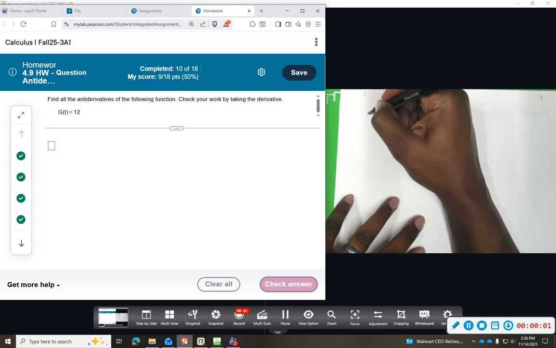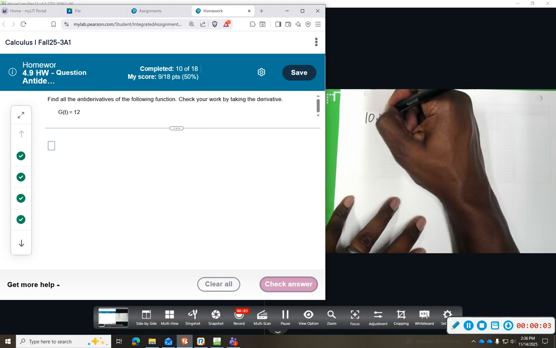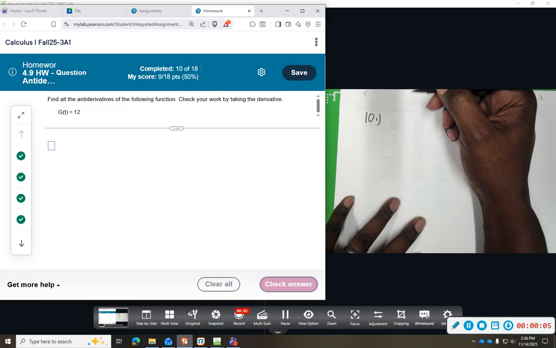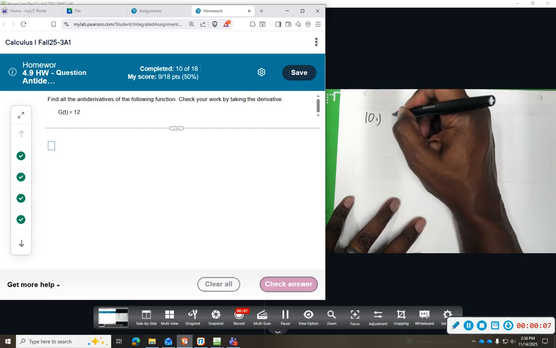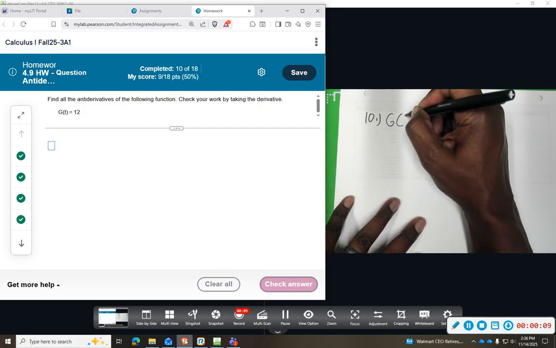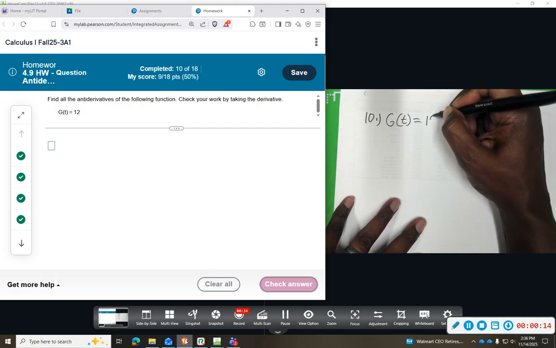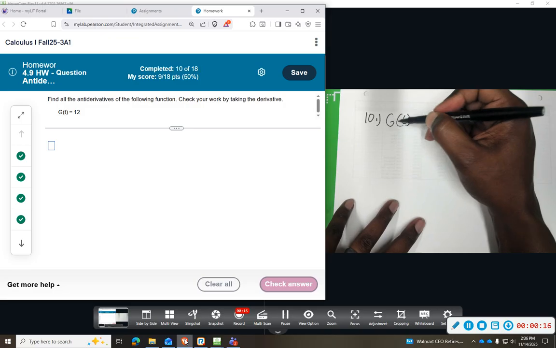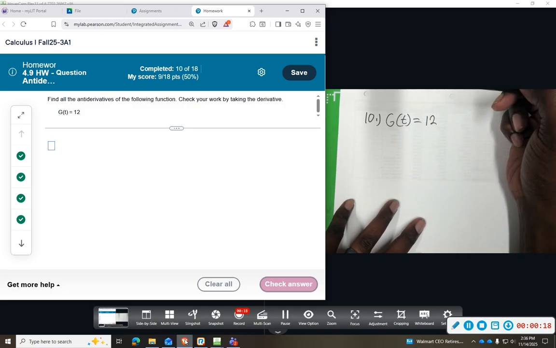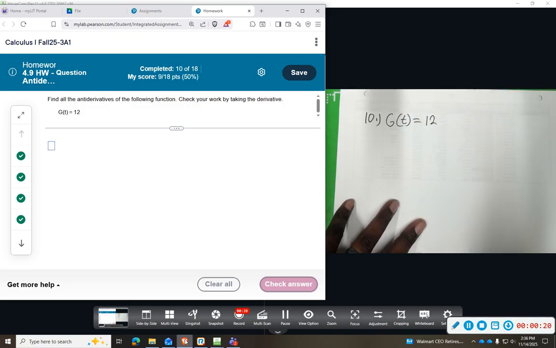Alright, number 10, we want to find all the antiderivatives of the given function. And we're given g of t is equal to 12. So I don't like that they use the capital letter. That's what we use to represent the antiderivative. Normally we start with lowercase.